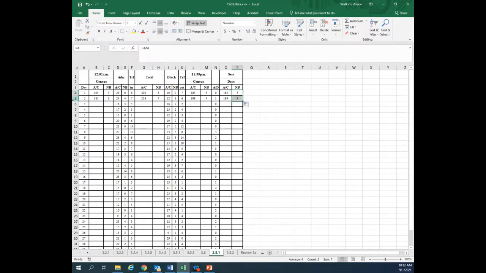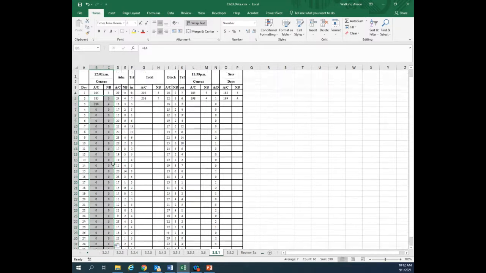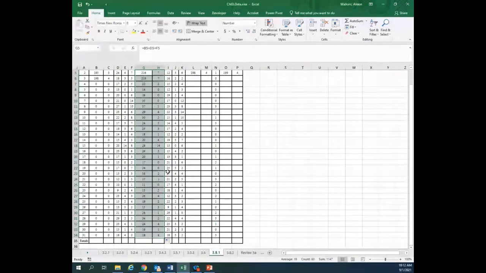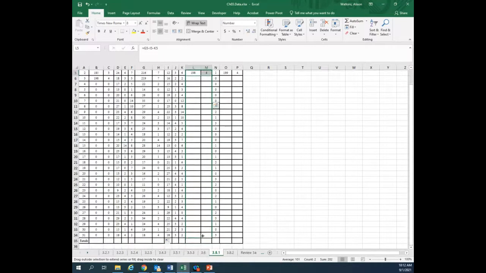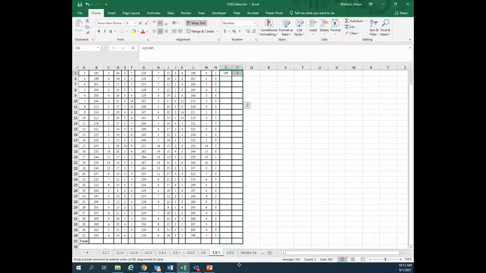Okay, so now I am going to take these 2 cells and literally copy them all the way down through the 31st. Don't panic yet. Now I've got to copy these cells down to here. Grab this fill handle all the way down, and then the same thing here.